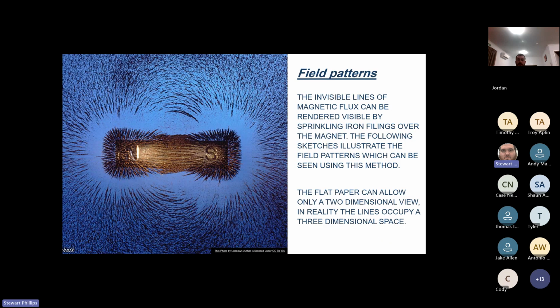So field patterns. They're the invisible lines of magnetic flux. They can be rendered visible by sprinkling iron filings over the magnet. The following sketches illustrate the field patterns which can be seen using this method. The flat paper can allow only a two-dimensional view. In reality, the lines occupy a three-dimensional space. So just because we see it here in 2D, it is actually in 3D.